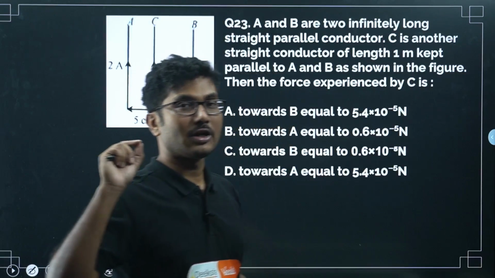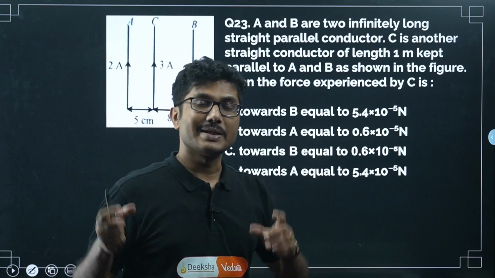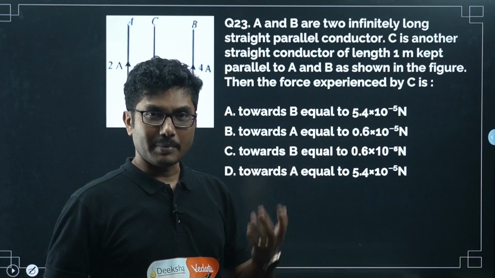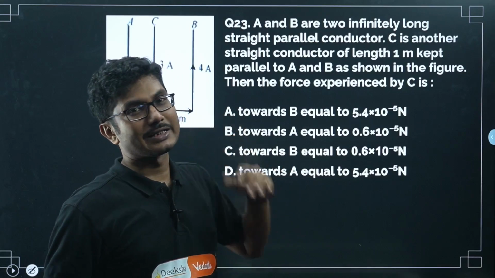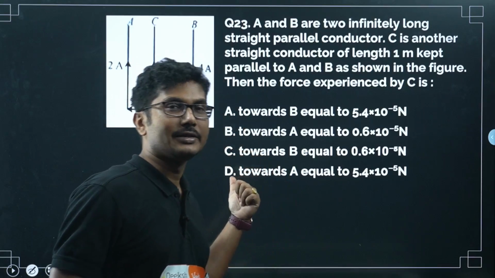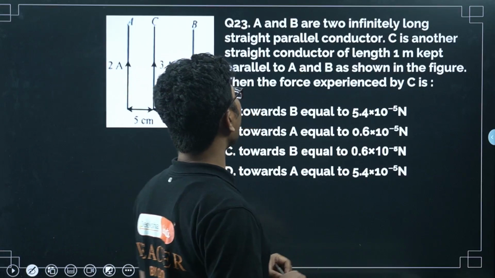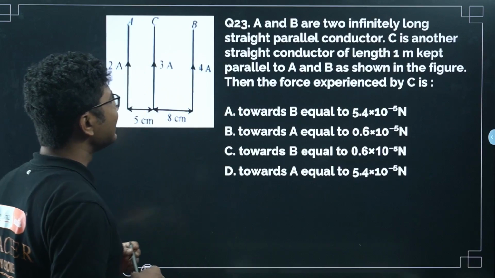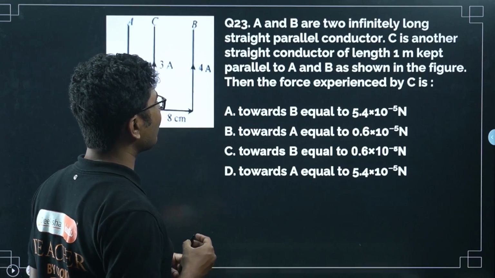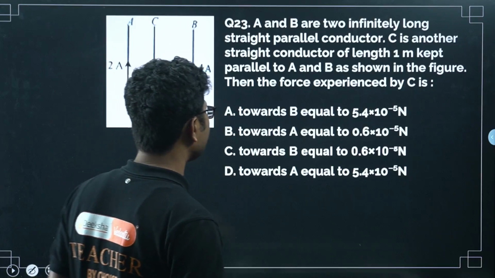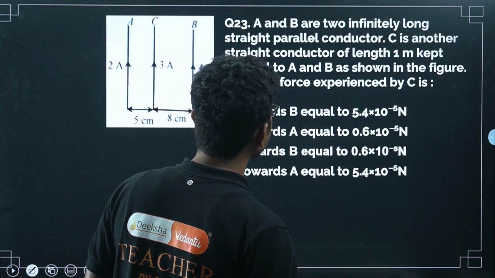You should remember that velocity selector used to be in your syllabus, but that is no longer part of your syllabus. But this concept can still come like this. A and B are two infinitely long straight parallel conductors. C is another straight conductor of length 1 meter kept parallel to A and B as shown in the figure. Then the force experienced by C is?